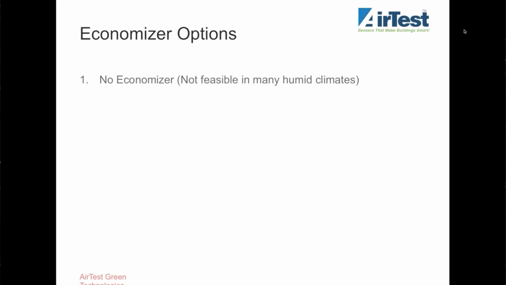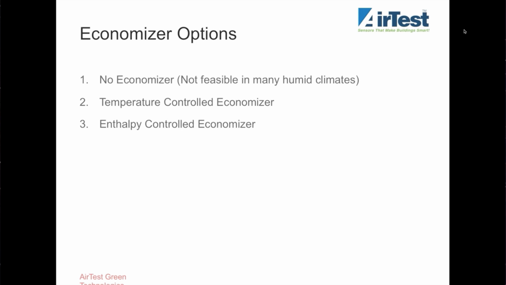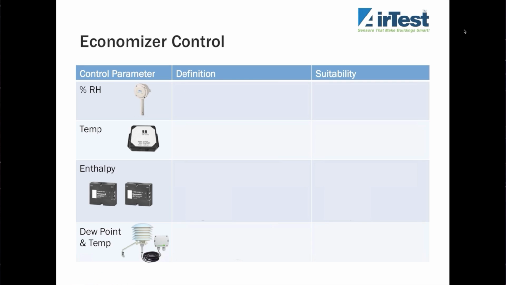Now, there are a couple of options in terms of controlling the economizer. In many places in the US, economizers aren't feasible, but roughly, they are installed on about 60% of the equipment throughout North America. You can have economizers that decide to bring in outside air for free cooling based on temperature, based on enthalpy, which I'll talk a little bit more in a minute as to what that is, or based on, and this is something we're starting to champion, dew point and temperature. So let's just go through the different ways of measuring.